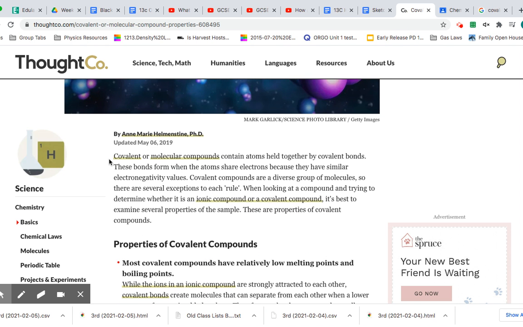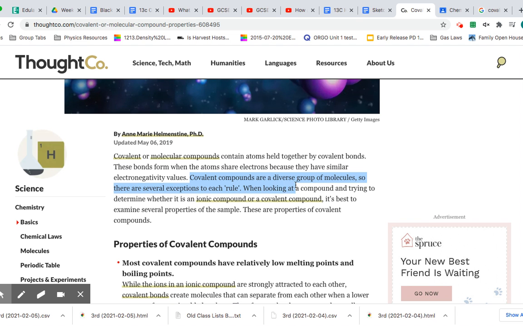So, covalent or molecular compounds contain atoms held together by covalent bonds. These bonds form when the atoms share electrons. So somehow draw that. Maybe show an electron and it being shared somehow. I don't know. Sharing is caring. Something. That is the key point. Because they have similar electronegativity values.